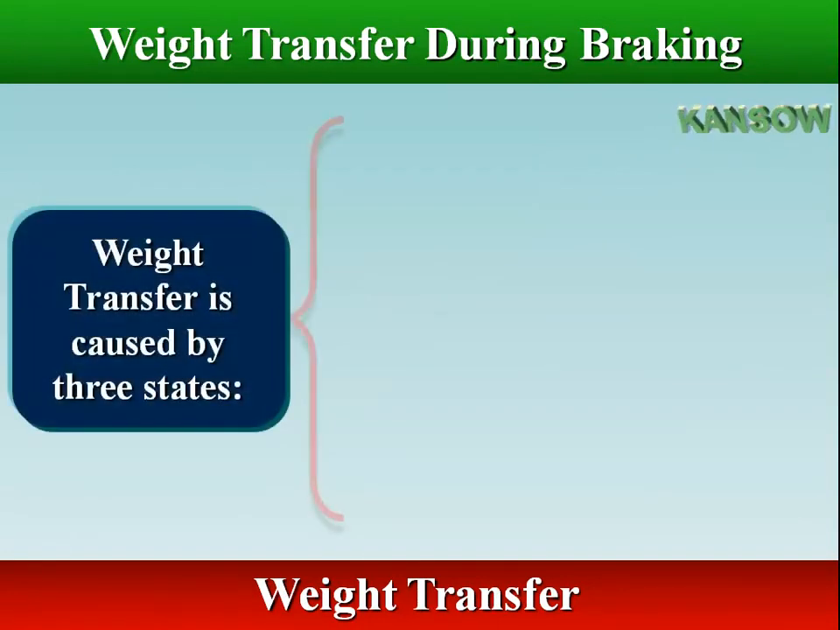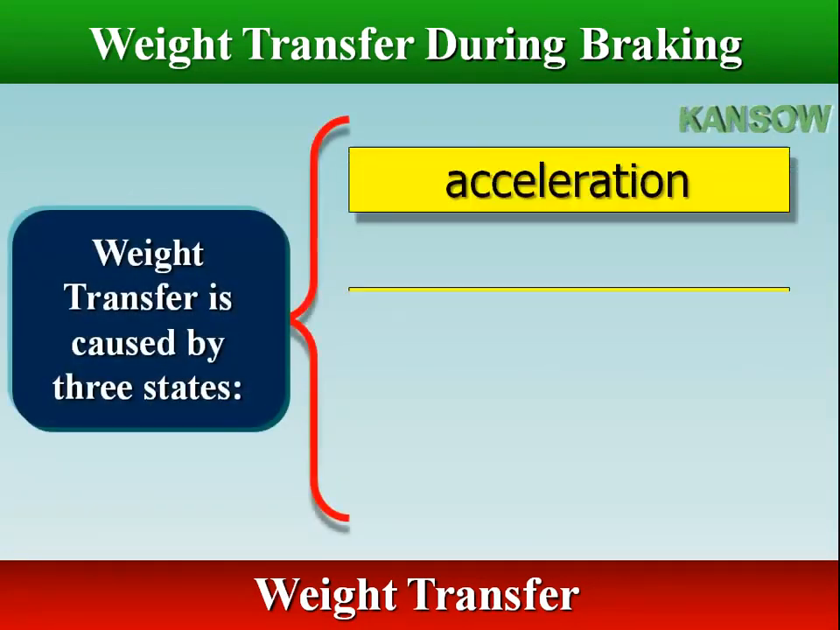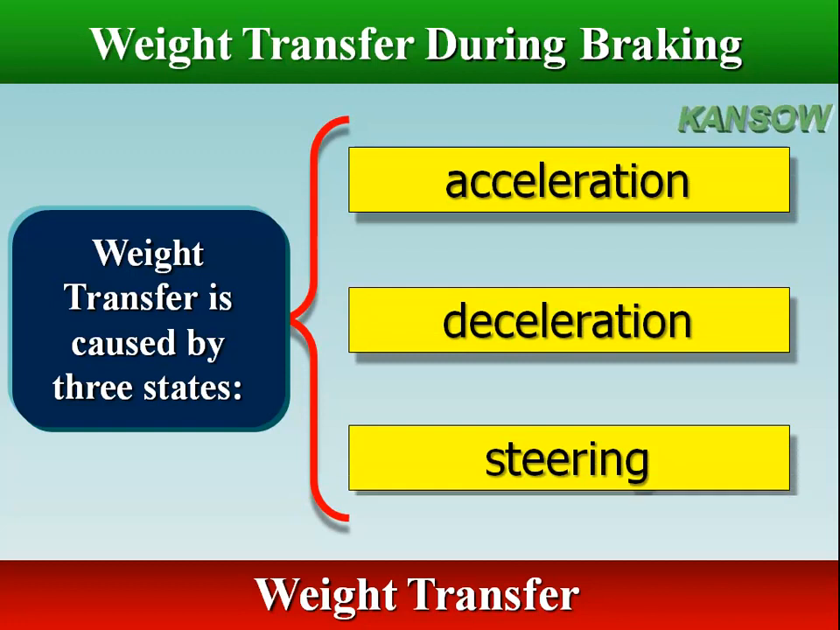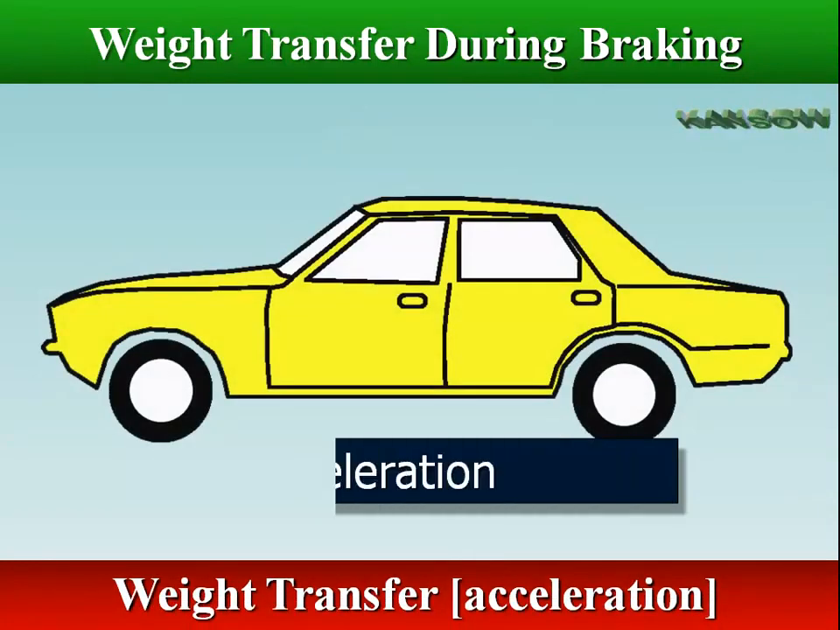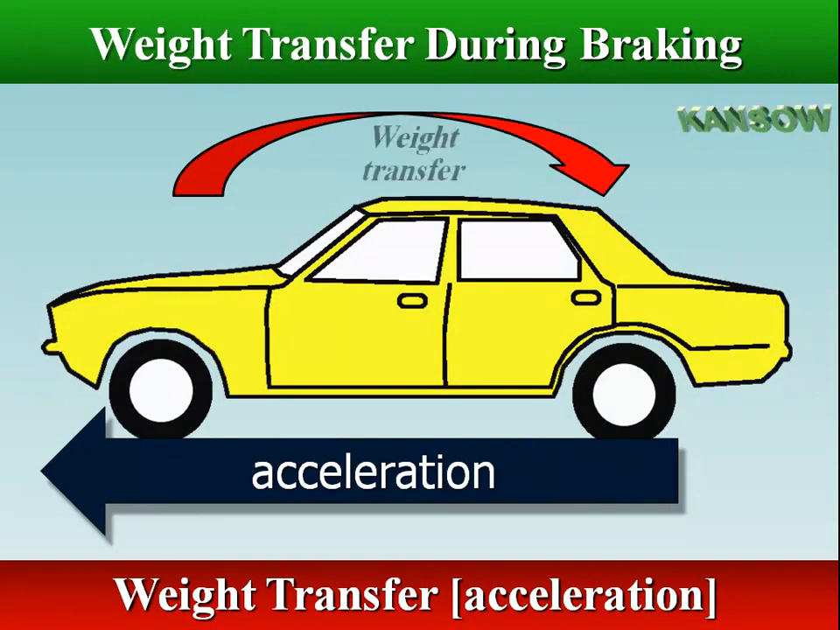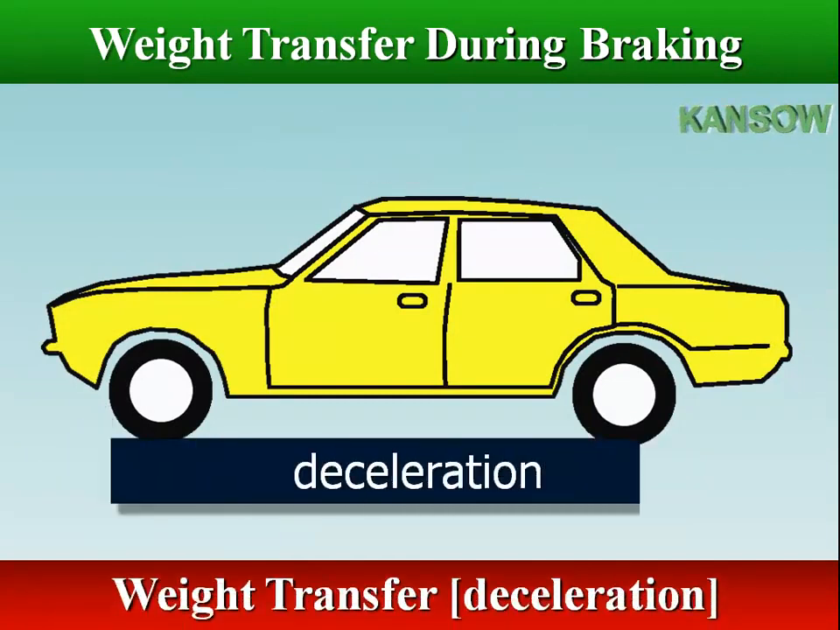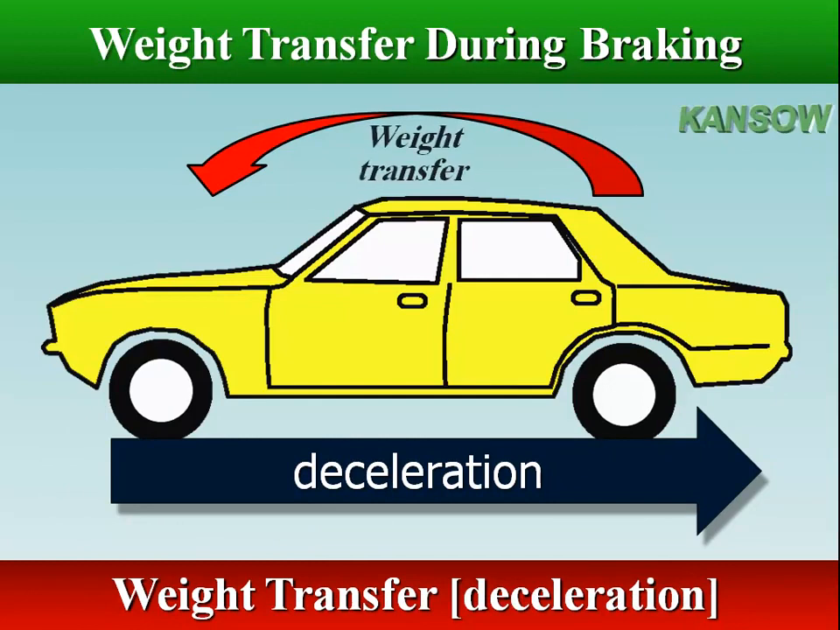Weight transfer is caused by three states: acceleration, deceleration, and steering. When the car moves in one of these directions, the car's weight moves in the opposite direction and compresses the suspension in this area.